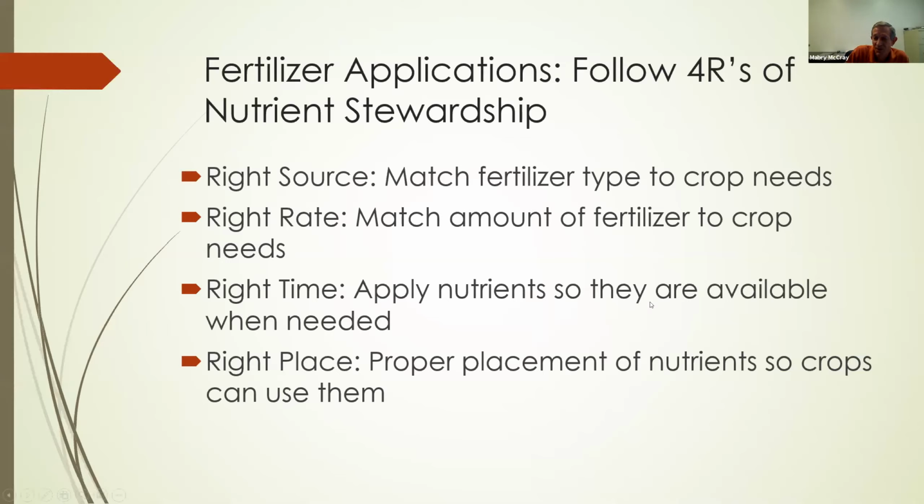The right timing of the application. This might include split applications, so they're available when the crop needs it, or control release in some situations. The right placement of the nutrients. In some cases, this might be injecting it into the soil. It might be a banding application, but the placement so the crop can use the nutrients as best they need to.